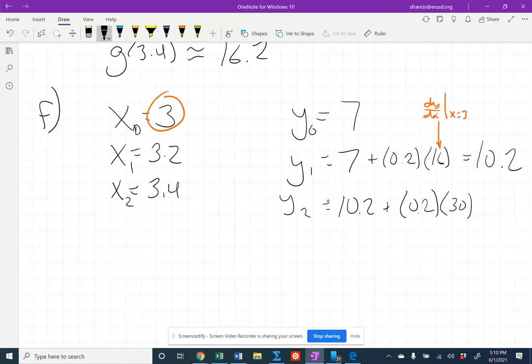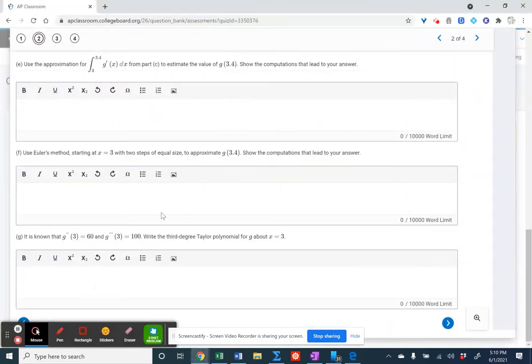That is also 6, and 10.2 makes 16.2. The exact same value. Coincidence? Yeah, I think so. Actually, that's not generally going to be the same thing.